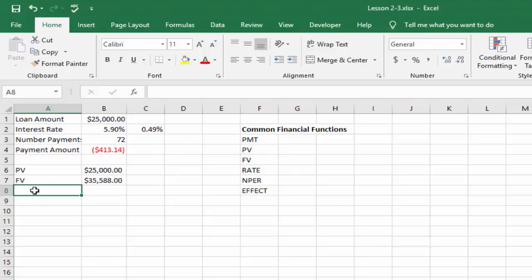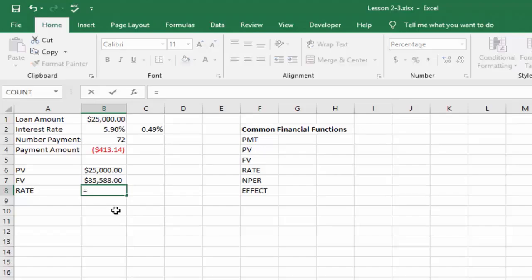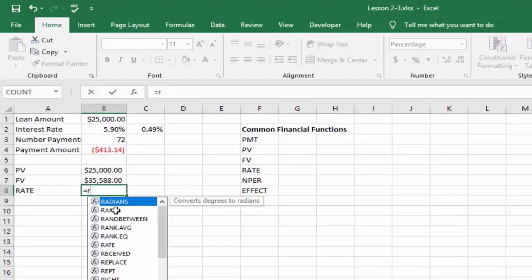The rate function is used to calculate the interest rate, and like I mentioned at the beginning, if I know 3 of these 4, I can calculate the 4th. So if I know the loan amount, the number of payments, and the payment amount, I can calculate how much interest I'm paying on my loan. So let's go ahead and calculate it. I'll use the rate function.